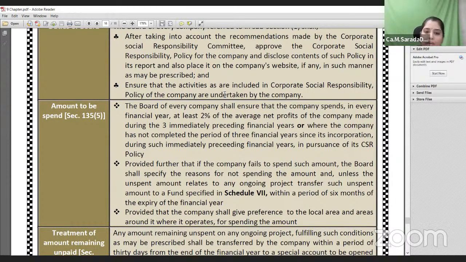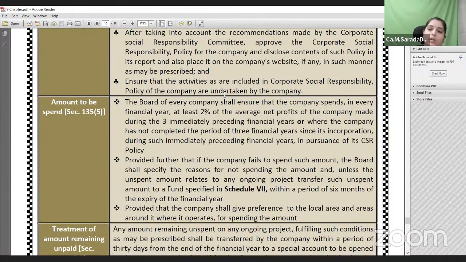Within how much time does the company have to spend, ma'am? Within a period of 6 months from the end of the financial year, the company has to spend the prescribed amount which they have collected exclusively for corporate social responsibility, for the activities specified in Schedule 7 of the Companies Act. And the company should give first preference to their local areas and surrounding areas for spending the amount. Okay, under the CSR policy, the company should use a particular amount for the local areas and nearby areas.